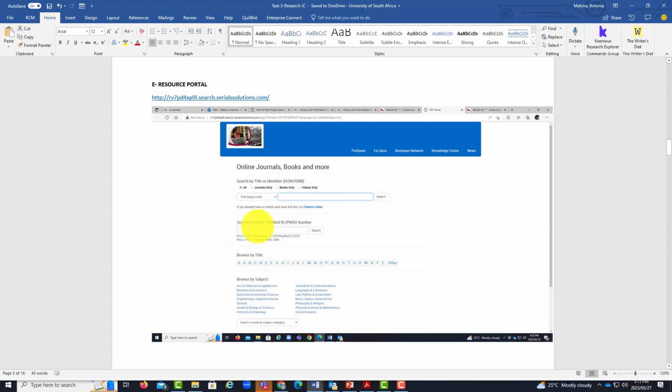Or you can search by DOI, or PubMed ID numbers, and then you go and search. Or you can browse the titles of articles using letters of the alphabet. For example, in A, you get all articles that are starting with perhaps authors starting with A, or the article starting with an A, and you continue like that. So this is an e-resource portal, similar to that in the library, but anyone can make use of this one.